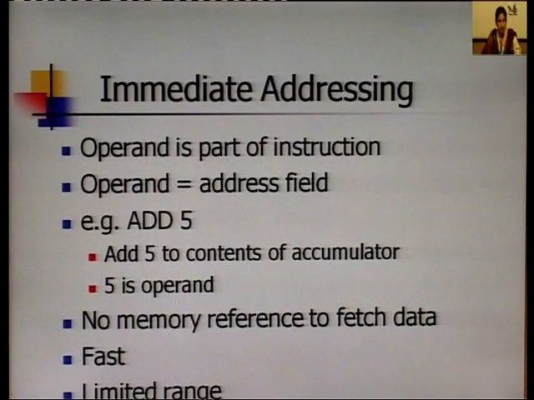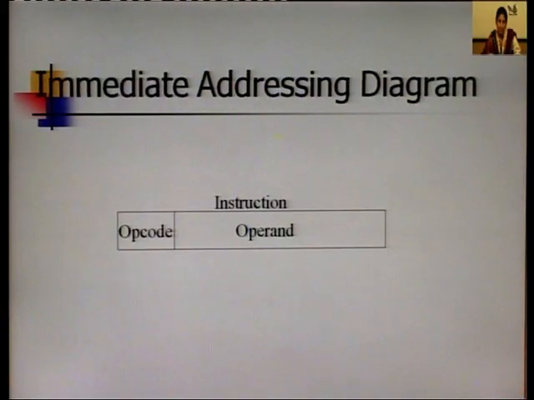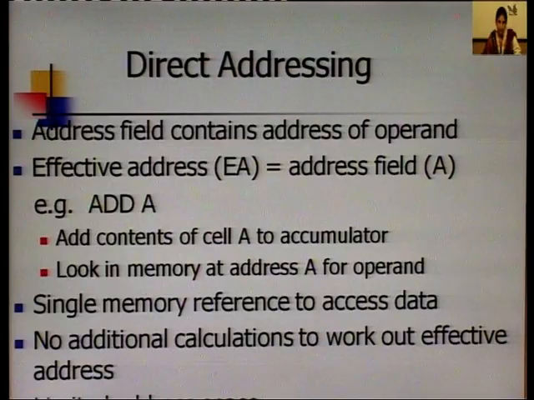There is no memory reference to fetch data. It is the fastest addressing mode in computer architecture, but has a limited range. Now immediate addressing mode can be represented in a diagrammatic view. Suppose we have this instruction and we have only two parts. First is the opcode, that represents the operation code. It represents the operation to be performed on the operand. The operand is the variable on which the operation is to be performed with the accumulator.